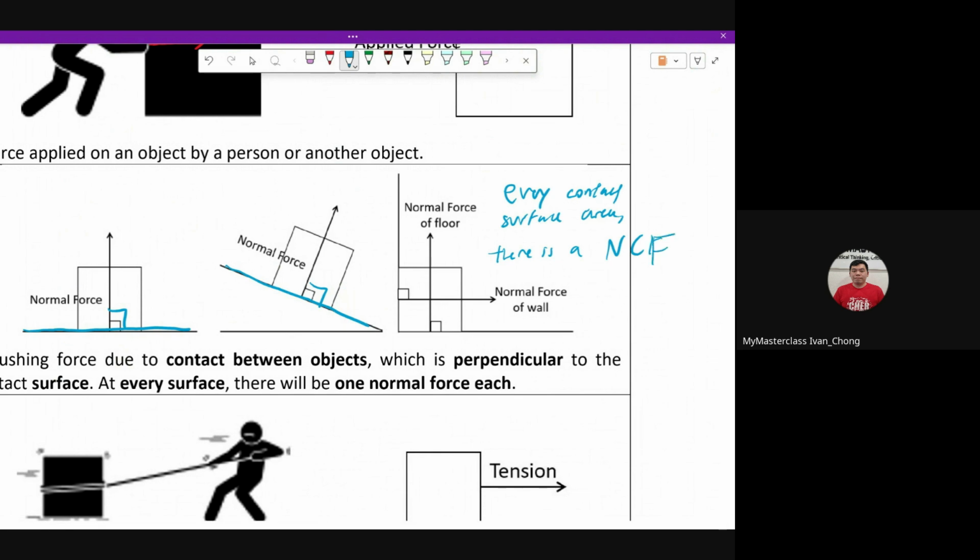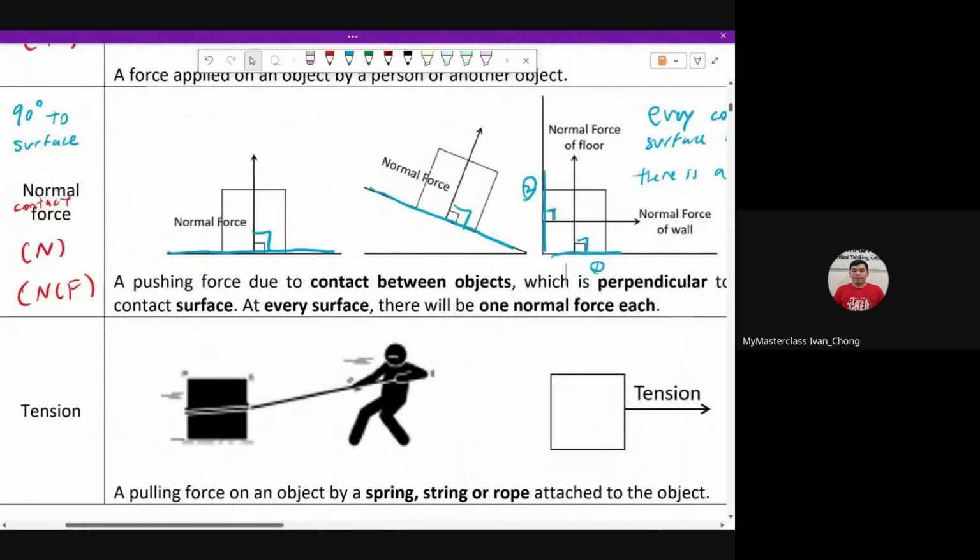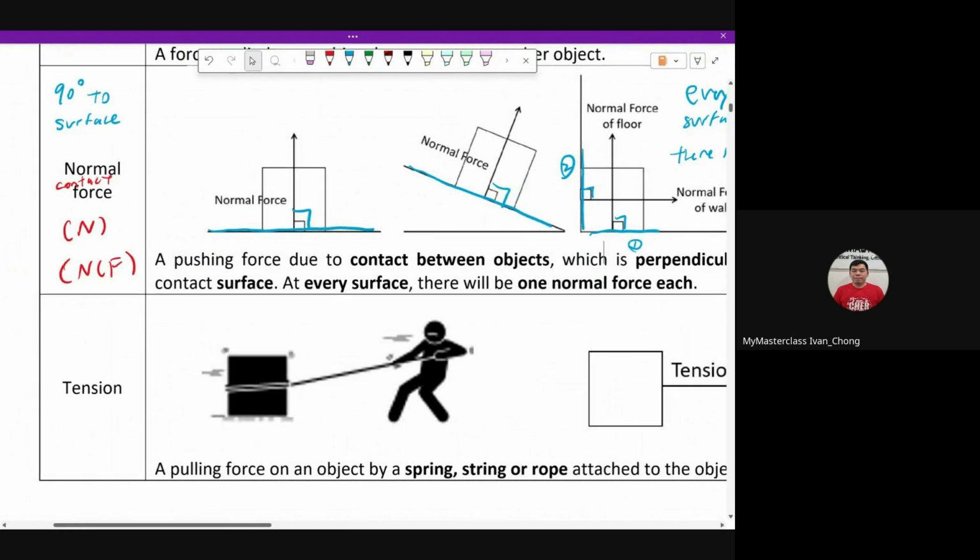You can see over here, you have one surface here, and two surfaces here, number 1 and number 2. Because of this, each of them will have one normal contact force at 90 degrees. All of them will be perpendicular. So every object that you touch that has a contact surface area, including another object, will also have a normal contact force.